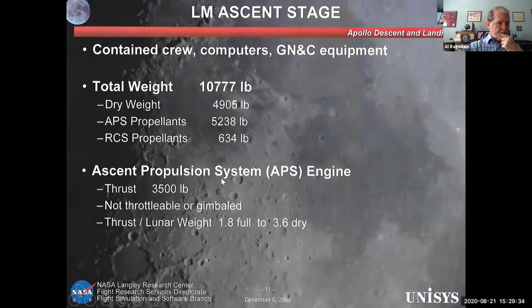The ascent engine had 3,500 pounds of thrust. It was not throttleable or gimbaled, and the lunar thrust to weight when all the tanks were full was 1.8, which was enough to make sure you lifted off. And when the tanks were dry, it was 3.6.